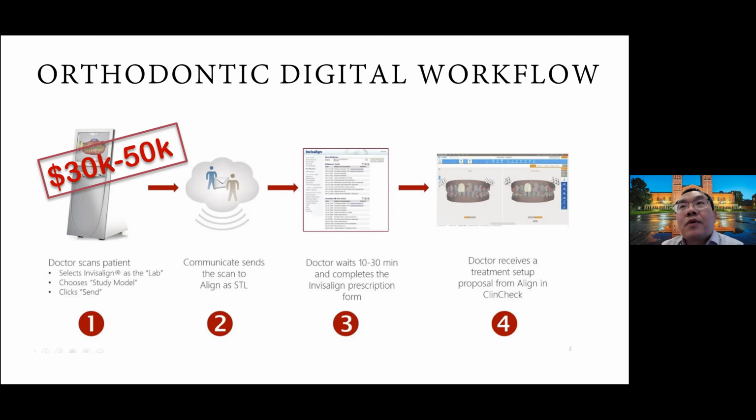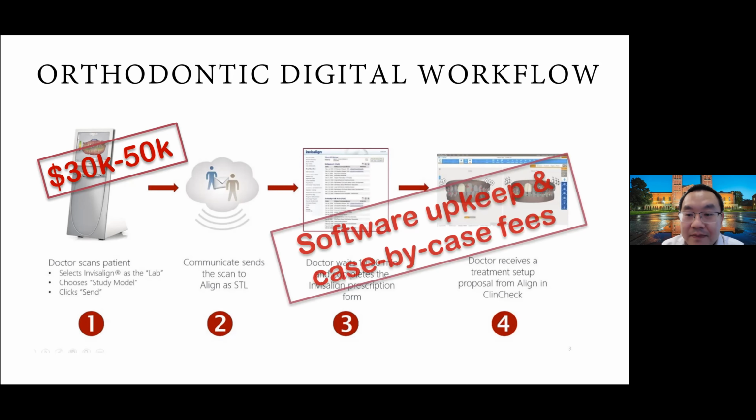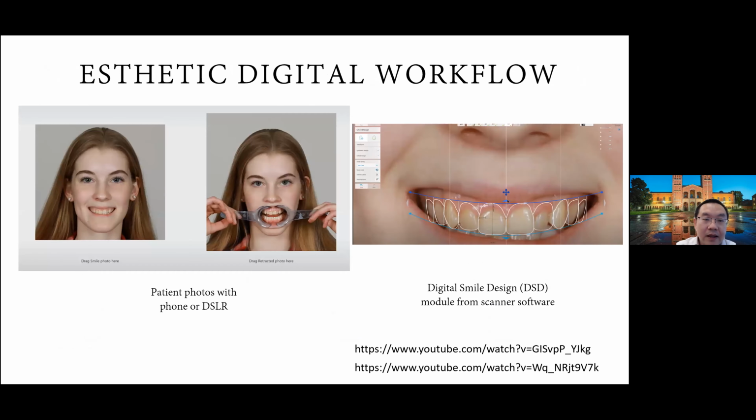So when the reseller sells you a unit, the software will have different modules and components. For example, the implant module, the aligner module, the DSD, the digital smile design module, those will charge a little bit extra. Just like when you buy a car, these are different packages that you're buying. So it's pretty much like that. Okay, software upkeep, case by case fees usually. Okay. Now the aesthetic digital workflow, we're talking about digital smile design.